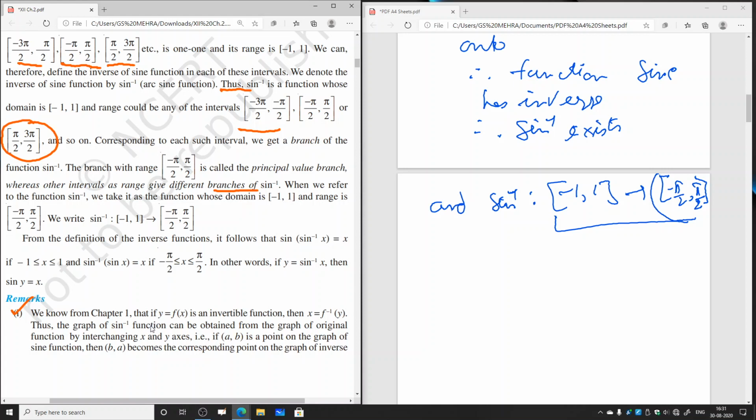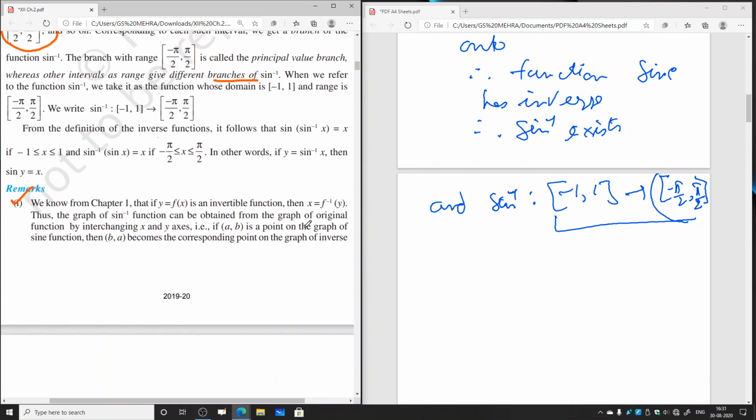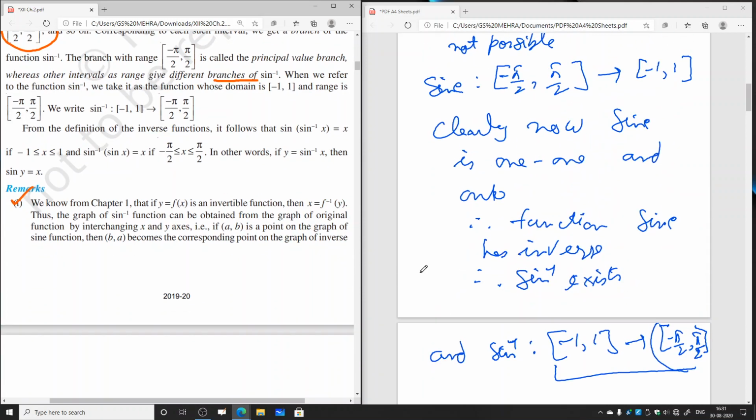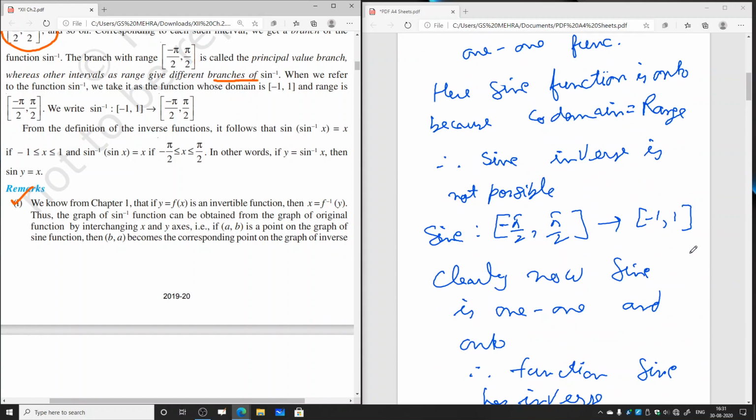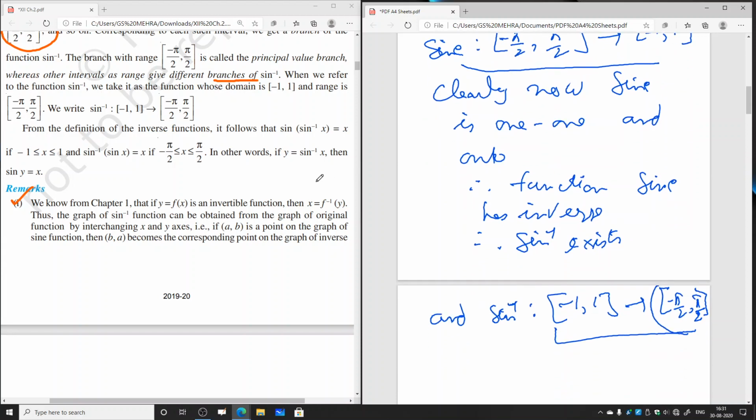We know from chapter number 1 that if y equals f(x) is an invertible function, then the inverse of that, that is x equals f inverse y, is possible. Thus the graph of the sine inverse function can be easily obtained from the graph of the original sine function. What is our original sine function? This is our sine function. Suppose we plot the graph of this function, and in this if you replace x with y and y with x, then the graph we get will be the sine inverse graph.